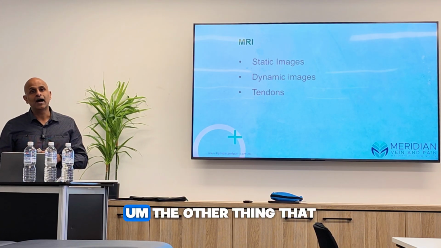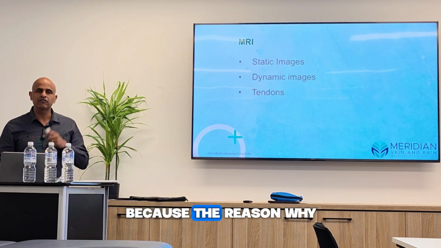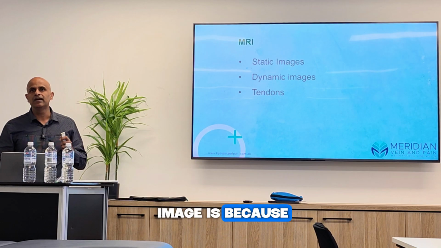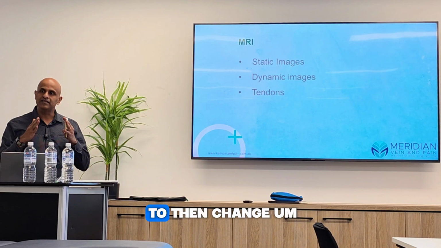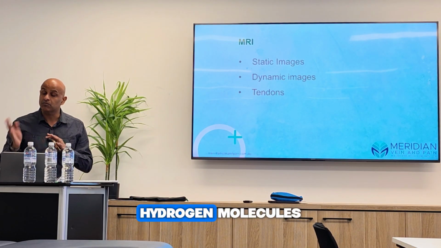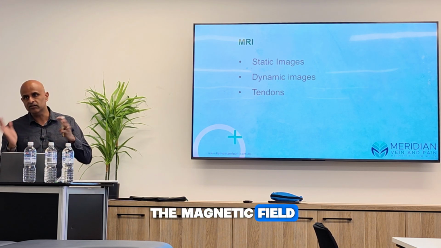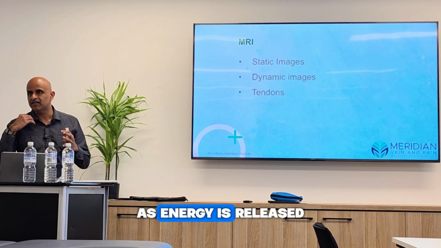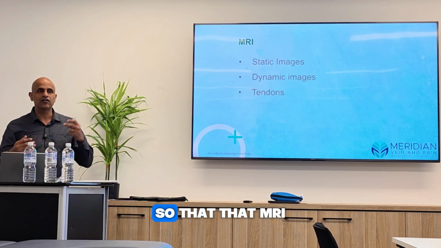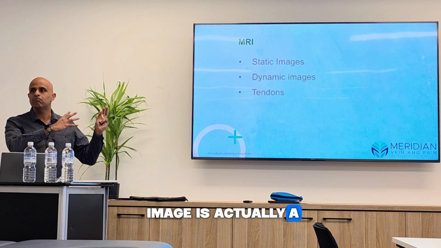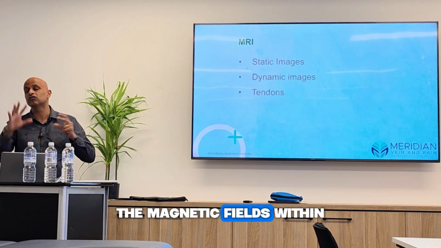really difficult. The other thing that a lot of people don't tell you about is how much energy that deposits in your body. Because the reason why you get the MR image is because radio frequency energy is actually imparted to your body to then change hydrogen molecules and the protons in the hydrogen molecules. So it actually changes the magnetic field, and from that, as energy is released from those elements, you then get a map. So that MRI image is actually a map of the magnetic fields within your body.